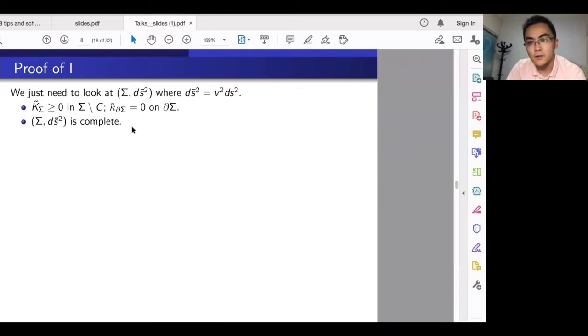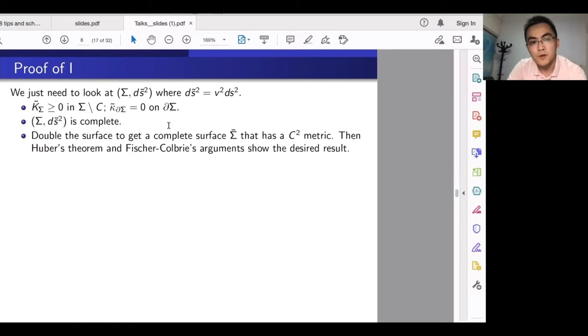And since the geodesic curvature is zero along the boundary, we can double the surface to get a complete surface sigma tilde bar that has a C2 metric. Okay, so the surface is smooth and the metric is C2. The metric may not be smooth, but it is C2. Then by Huber's theorem, we know that this sigma tilde bar has finite topology, so it's finitely connected. Finite connectedness means that the surface is homeomorphic to a compact surface with punctures, okay? Then by the arguments from Fischer-Colbrie and Shen's paper, we can prove that the end of the surface is either conformally equivalent to a punctured disk or a punctured half disk, okay? So this is basically the idea of the proof for the first part.